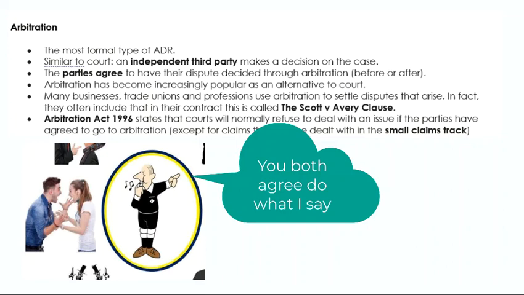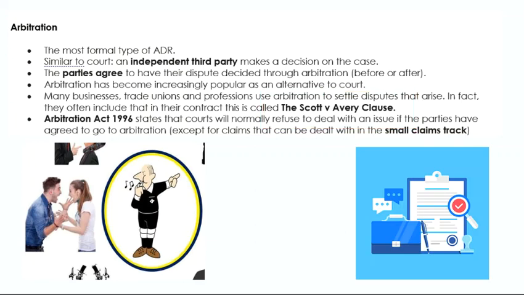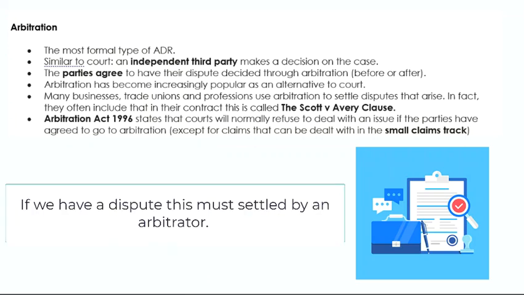But unlike court, but like other types of ADR, parties have to agree to have their dispute decided through the arbitration process. And this agreement can either take place before a dispute arises, or it can take place after a dispute arises. And arbitration has become quite popular among different businesses and trade unions because they use this to settle their disputes. And in fact, many contracts include something called the Scott v. Avery clause. And the Scott v. Avery clause is essentially a term in the contract where parties agree to give up the right to go to court, and they agree to have their dispute decided by an independent arbitrator.